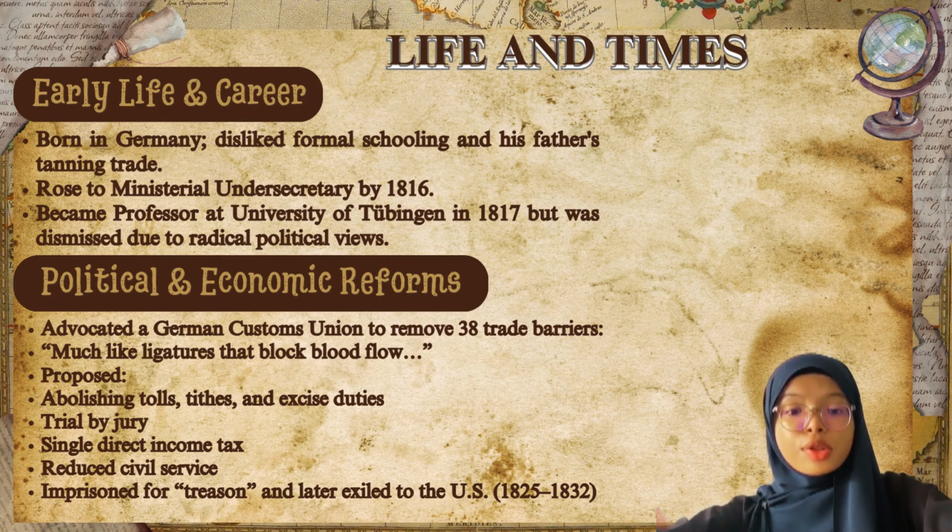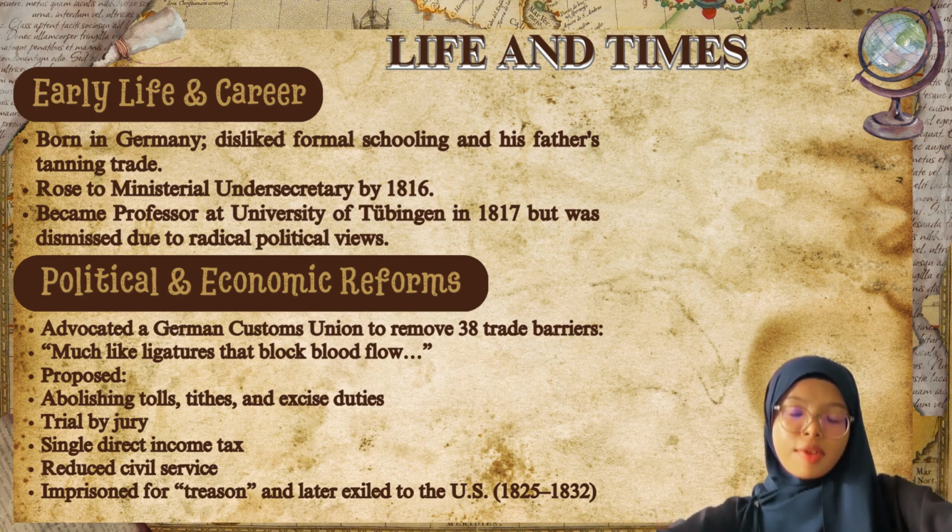Despite that, he rose quickly. By 1816, he had already become a ministerial undersecretary. Can you imagine a young man climbing the ranks of government, driven by vision rather than tradition? Then at just 29, he became a professor at the University of Tübingen. But this wasn't someone who played it safe. His radical political views, the same ones that made him brilliant, also got him dismissed.